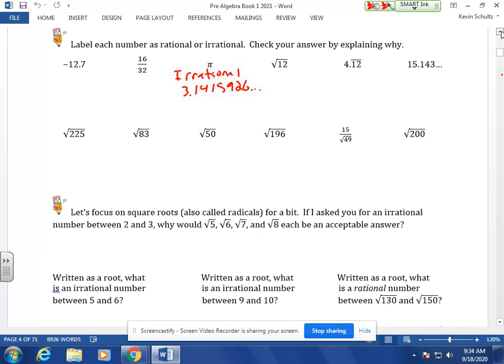196, we hit it. So the value of the root of 196 is 14. Does that make it rational or irrational? Rational, because that decimal ends. Okay.